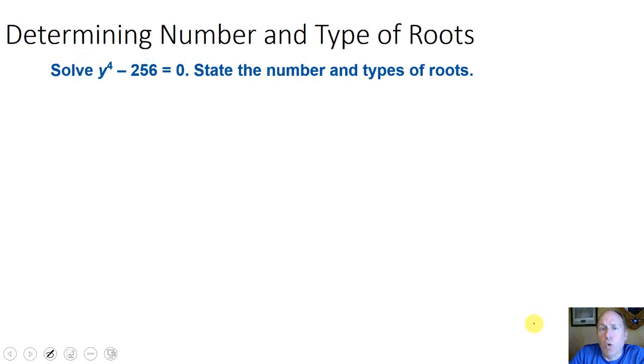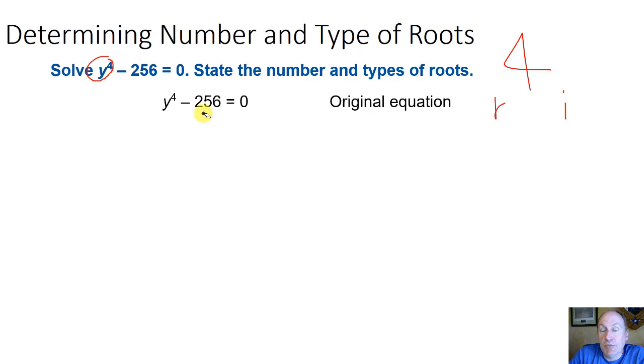Let's look at another one. y to the 4th minus 256 equals 0. How many roots is it? What are their types? The fundamental theorem of algebra says there are 4 complex roots. They are some combination of real and imaginary roots. Let's go ahead and solve it. So a couple of ways to solve this. One way is to go ahead and factor it.